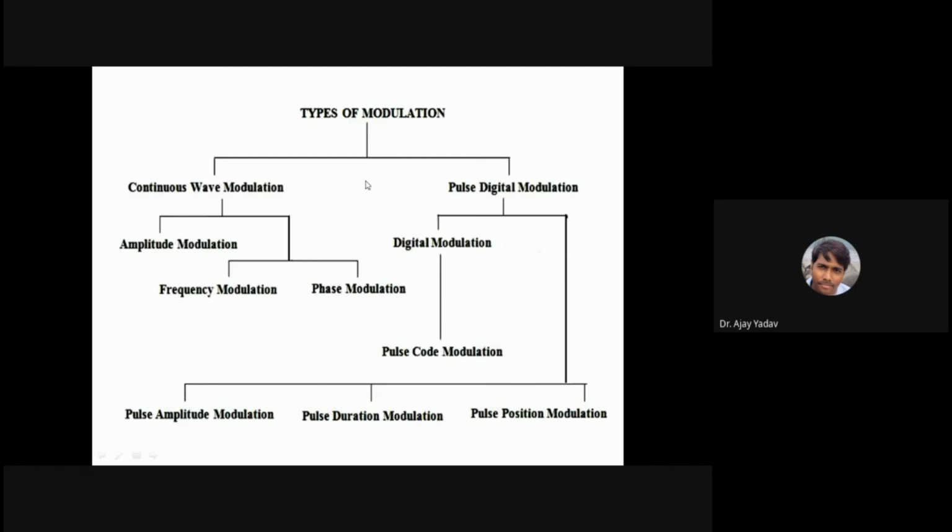Basically, there are two broad categories in modulation. On the left side, as you see, is analog modulation, continuous wave modulation. On the right side, what you are able to see are all digital modulation. Analog modulation is very simple. You have amplitude modulation, frequency modulation, and phase modulation. These are all analog modulation. And on the right side you have digital modulation: pulse code modulation, PWM, PPM.